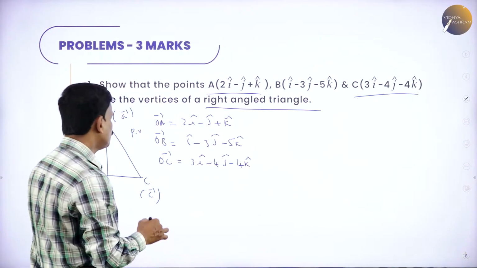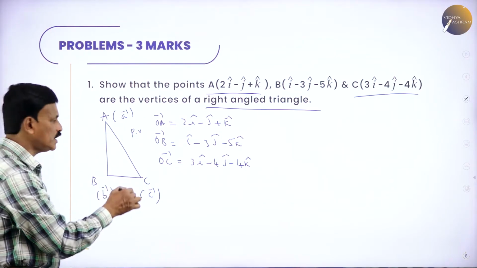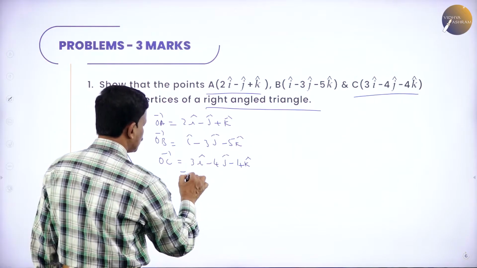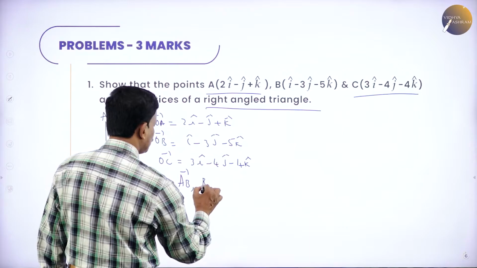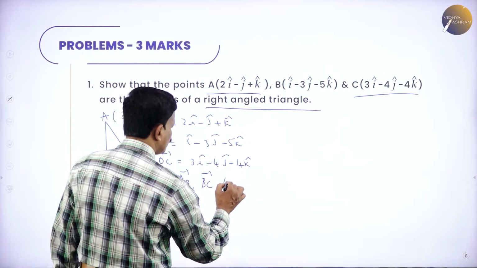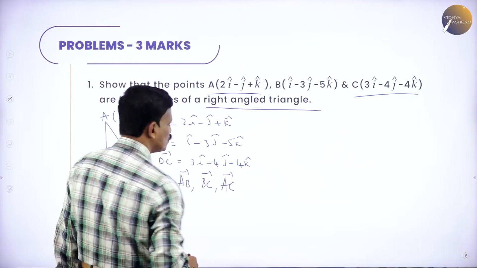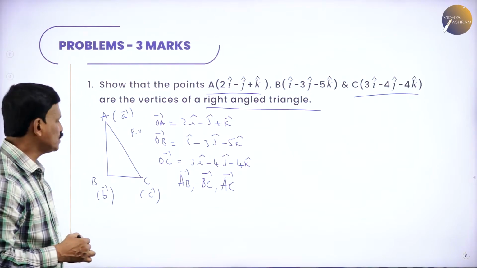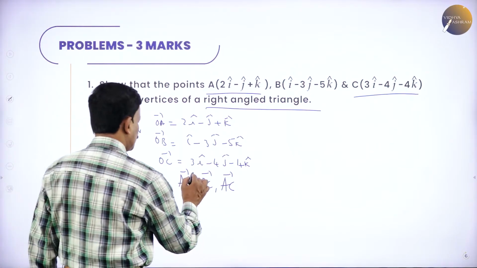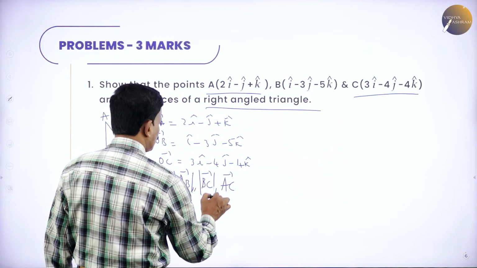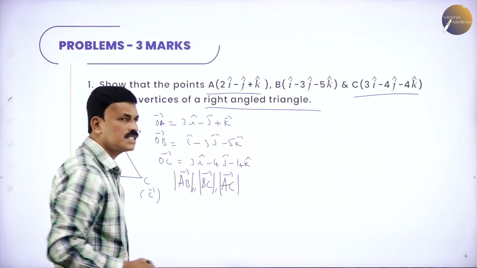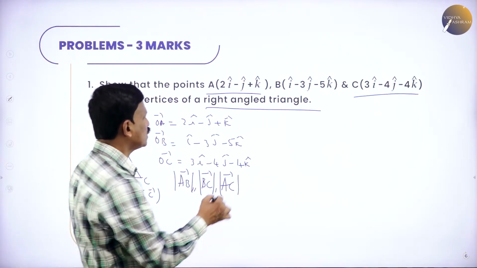Now find out the lengths of AB, BC and AC. Find out vector AB, vector BC and vector AC, and then their lengths. So find out the length of AB, length of BC and length of AC. Now first, vector AB.